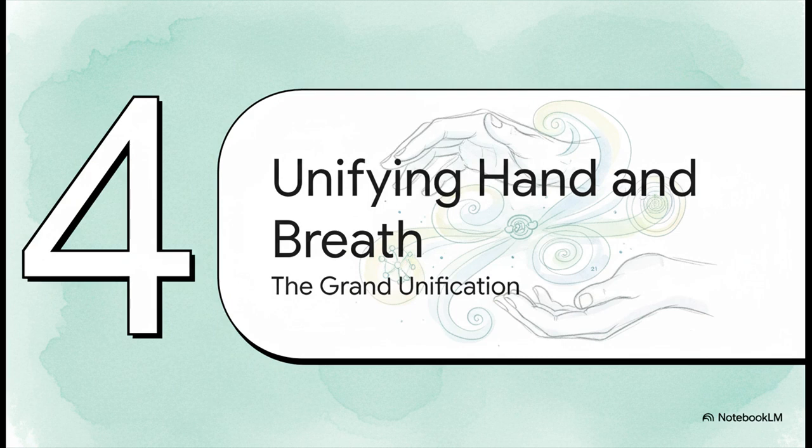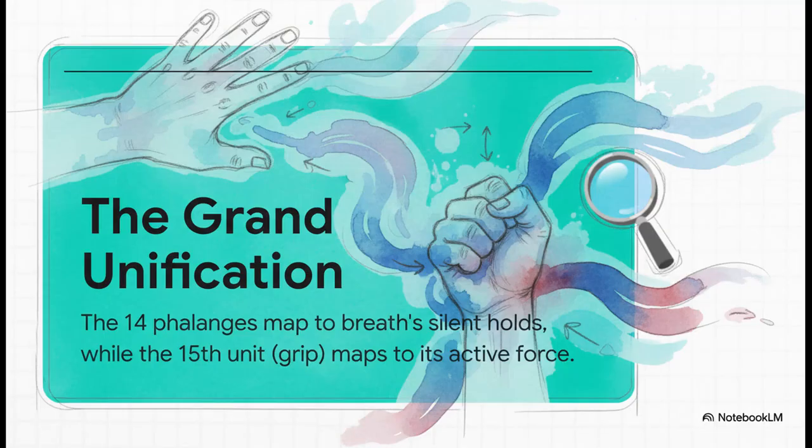So we've got the 15 units of the hand, and we've got these breath cycles. Now, this is the moment. This is where it all comes together, where these 2 systems that seemed so separate just click right into place. This is what the model calls the grand unification. Get this, the 14 phalanges, those doors or pathways we talked about, correspond perfectly to these silent parts of the breath cycles, the holds, the transitions between inhale and exhale. And that 15th unit, the grip, the center of all that force, lines up with the active part of breathing, the force of the inhale and the force of the exhale.